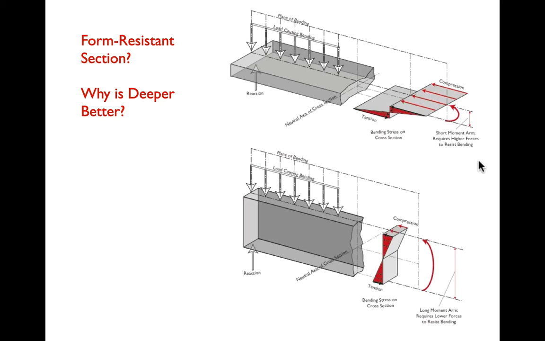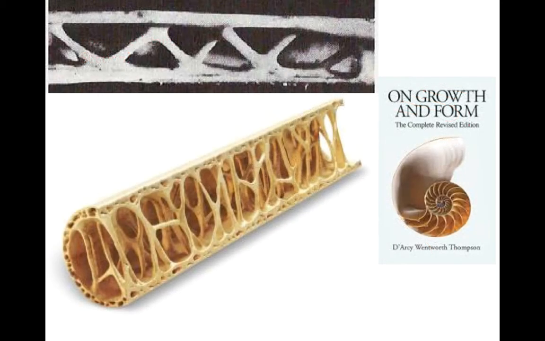Short moment arms require higher forces to resist bending. A longer moment arm requires smaller forces to resist bending, because we have that higher moment arm. Remember, a moment is always equal to a force times a distance. In a deep beam, the resisting moment can be higher because we have a greater distance, and therefore we need less stress, less force.